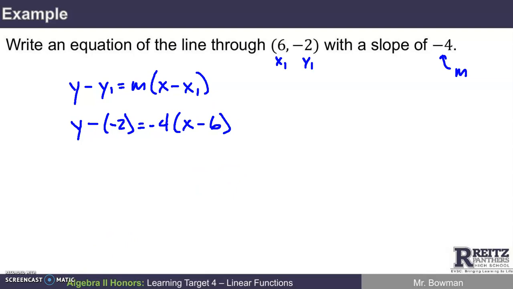I want to write the equation in what we call slope-intercept form. In other words, I want to solve this for y. So I'm going to do a couple of things here. I'm going to choose to write y minus negative 2 as y plus 2. You might have written it down that way already.